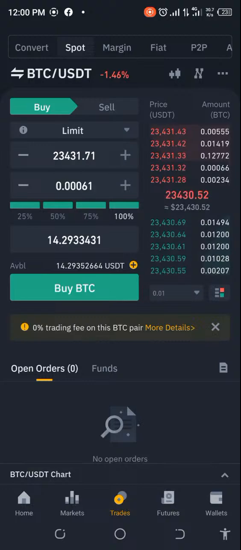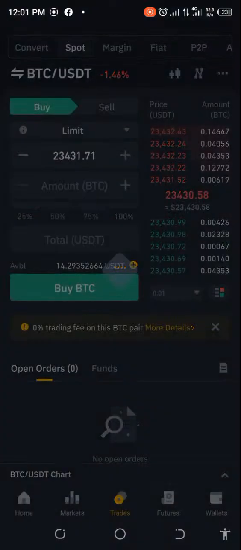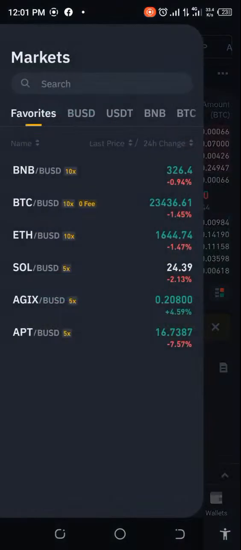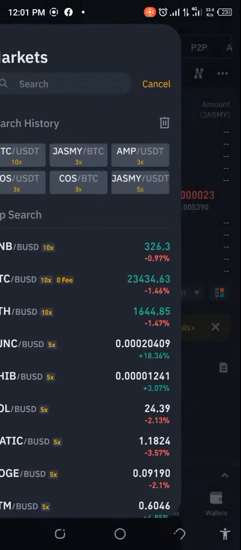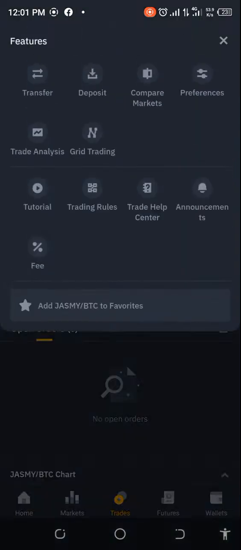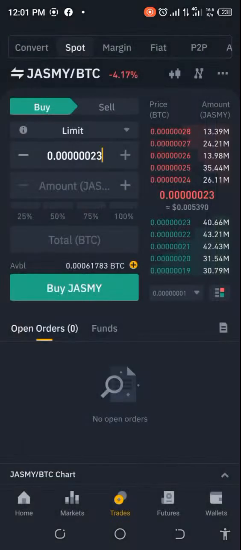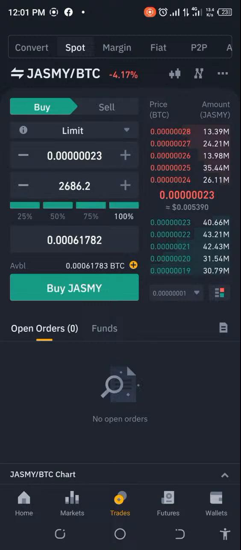So let me try that out. We're going to check and we're going to buy BTC. Okay, success. It has been executed right away. So we go ahead and choose Jasmine BTC. I'm going to check one more time just to be sure that everything is still intact. Looks so. Everything I'm doing here, don't forget, is by limit. I'm just going to take a screenshot of that. Let's go ahead and do this one.